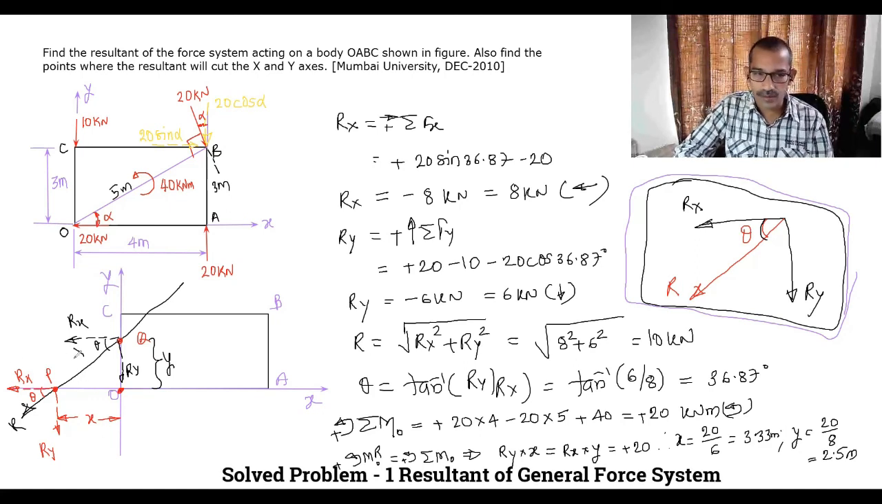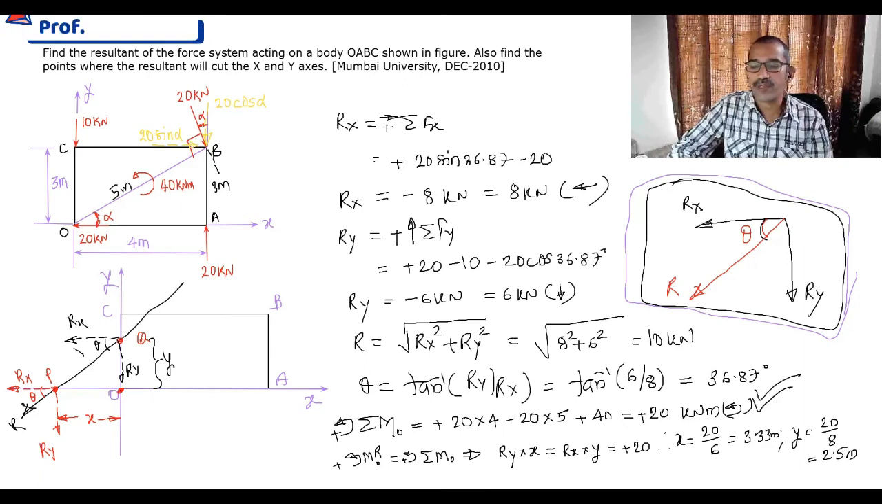As the last part, this is very important, and always concentrate: there are two possibilities, and where to represent it, I will decide by the direction of the sum of moment. The direction of moment of resultant and the direction of sum of moment must be the same.